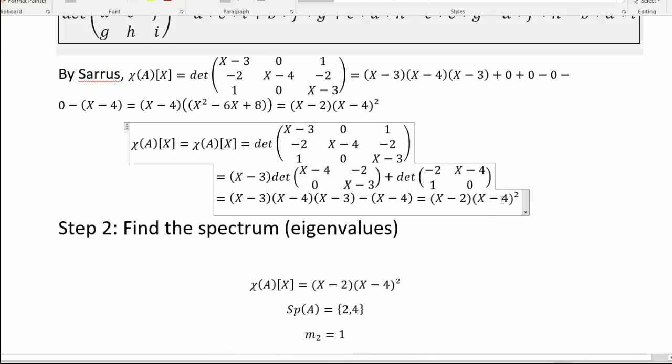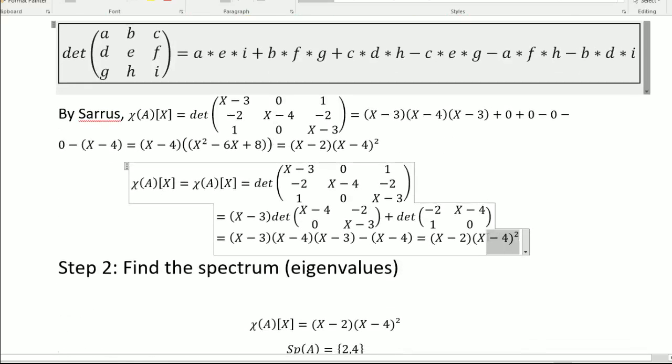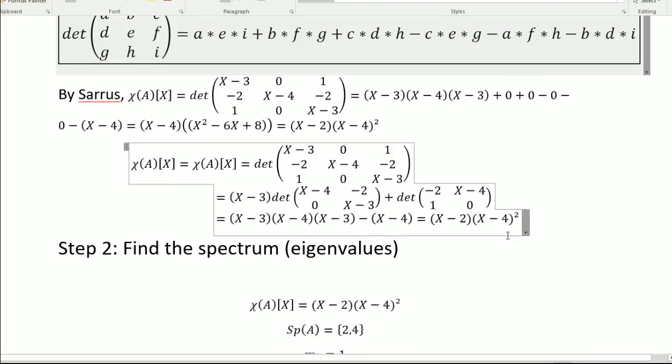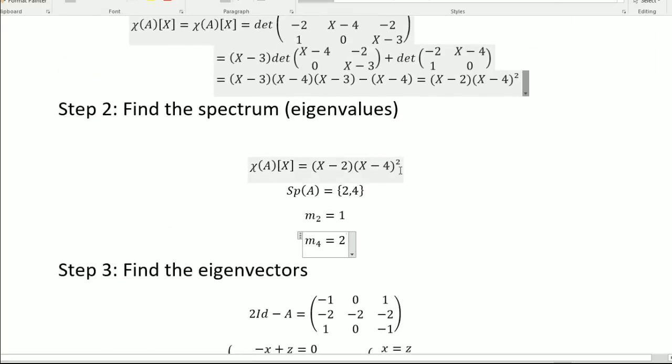So here we get two eigenvalues, but the matrix is of dimension 3, and since there is squared, we know that the eigenvalue 4 will have a multiplicity of 2. So the spectrum is equal to the set {2, 4}. The multiplicity of 2 is equal to 1, and the multiplicity of 4 is 2. And since the dimension of the matrix is 3, so it's a 3 by 3 matrix, it works. So we have all the eigenvalues.